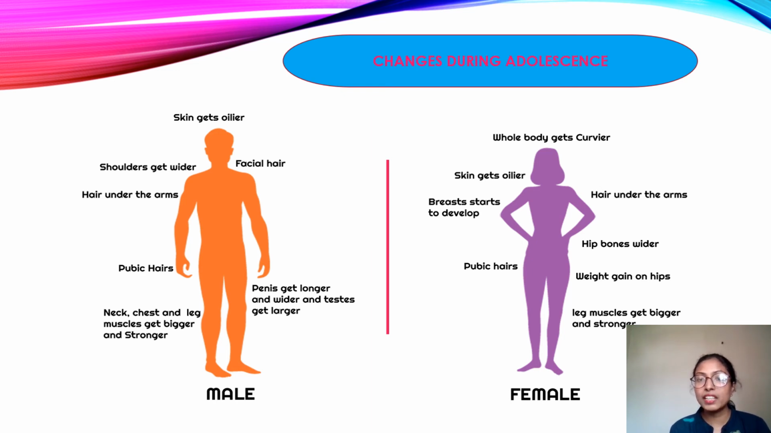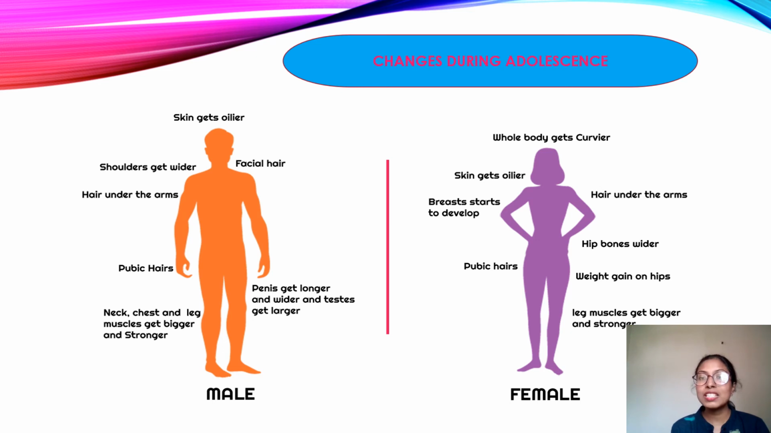Now the neck, chest and leg muscles get bigger and stronger. Now if we compare the changes in the female during the adolescent stage, the whole body gets curved. You can see the shape of this female, that the body is curved. Skin gets oilier, which is a common feature in both male and female. Hair under the arms is also a common characteristic between male and female. The most important change which occurs in the female at the adolescent stage is that the breasts start to develop. There is an enlargement of the breasts in the female.